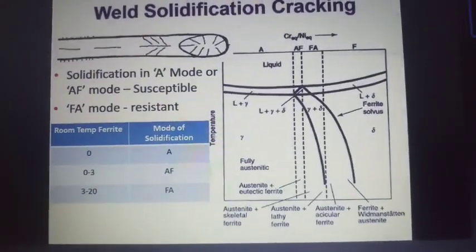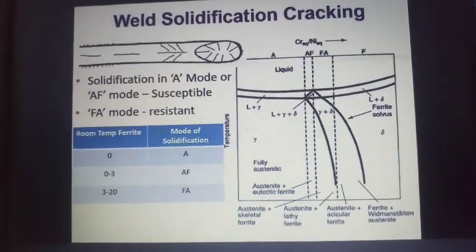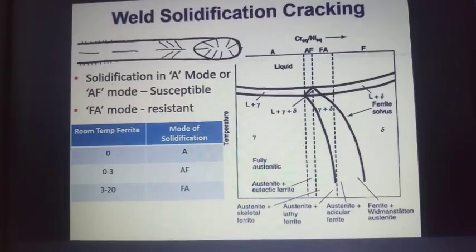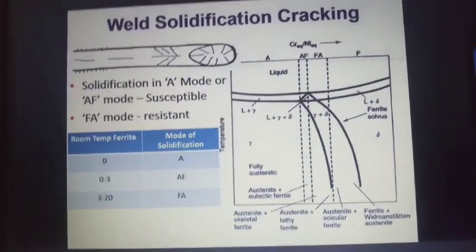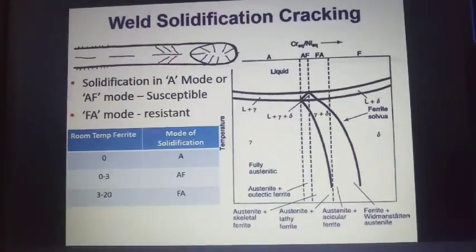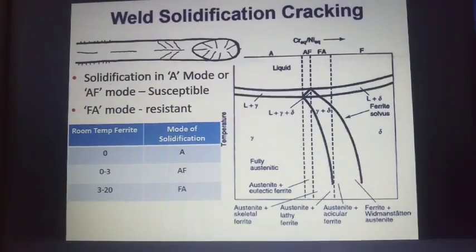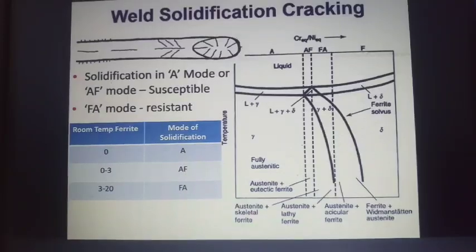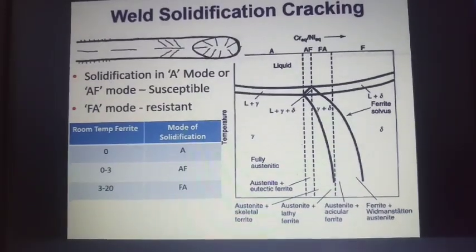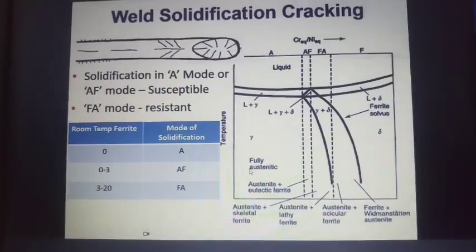Okay, first we go for weld solidification cracking. This comes because of two reasons. One is you have a high sulfur and phosphorus, and the other is you need to have a proper phase balance, like proper chromium and nickel equivalent. That results in the proper mode of solidification. So first I address the solidification mode.